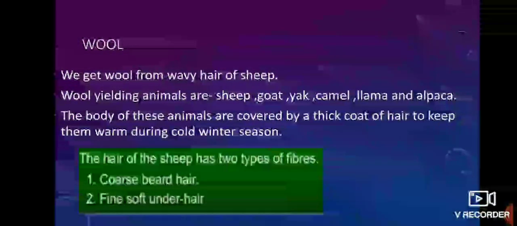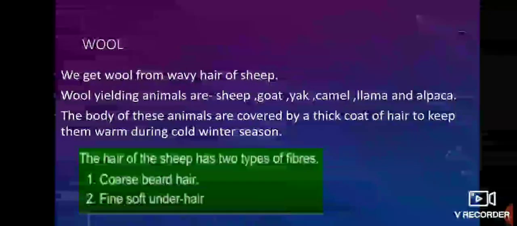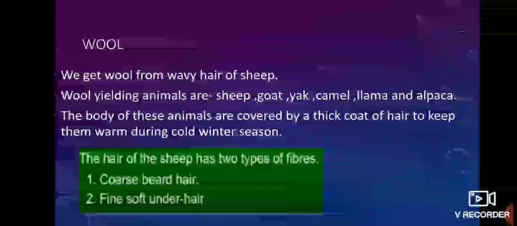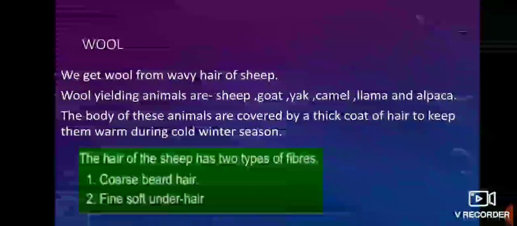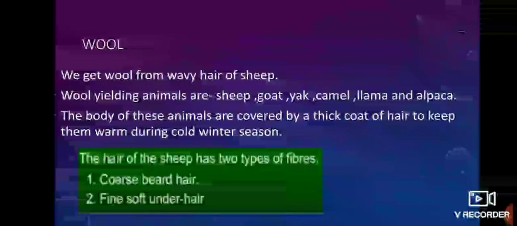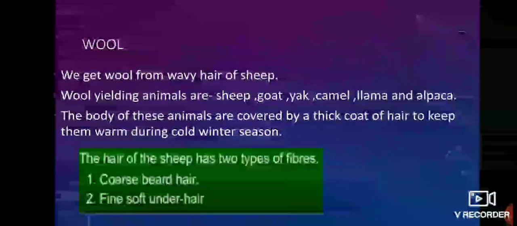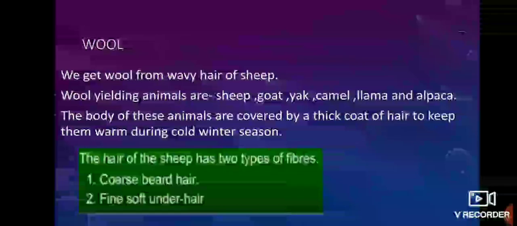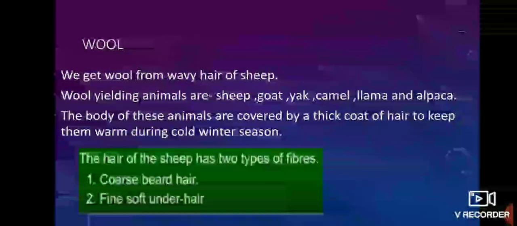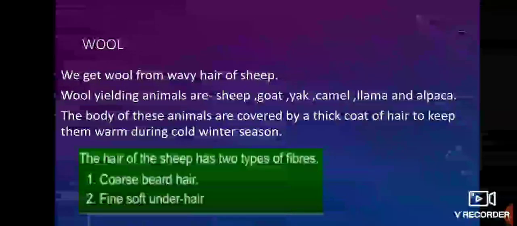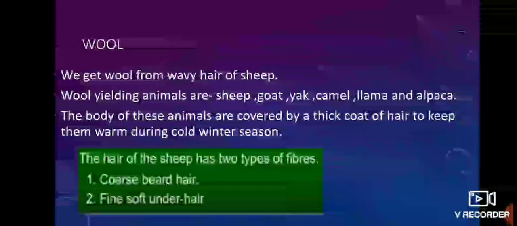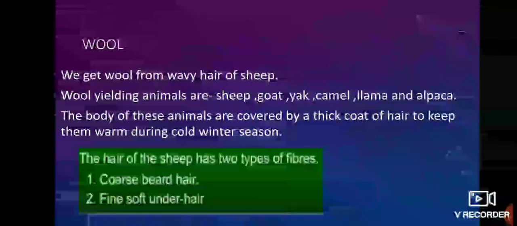What is wool? Wool is the soft, wavy hair-like structure which covers the body of a sheep. So we get wool from the wavy hair of sheep. Except sheep, we can get wool from many other animals also. For example, goat, yak, camel, llama and alpaca.